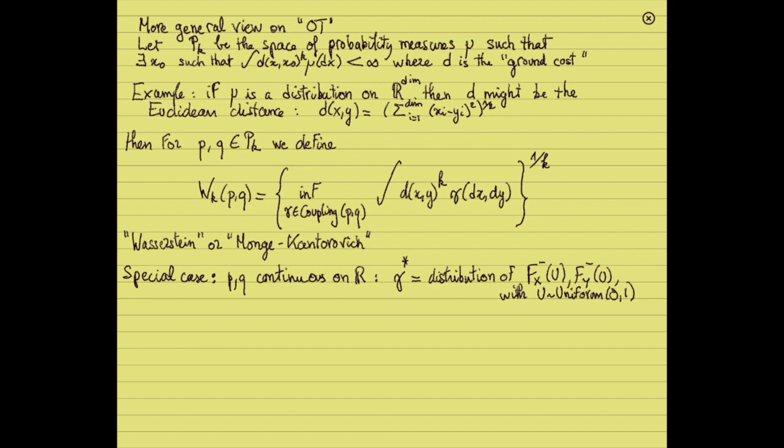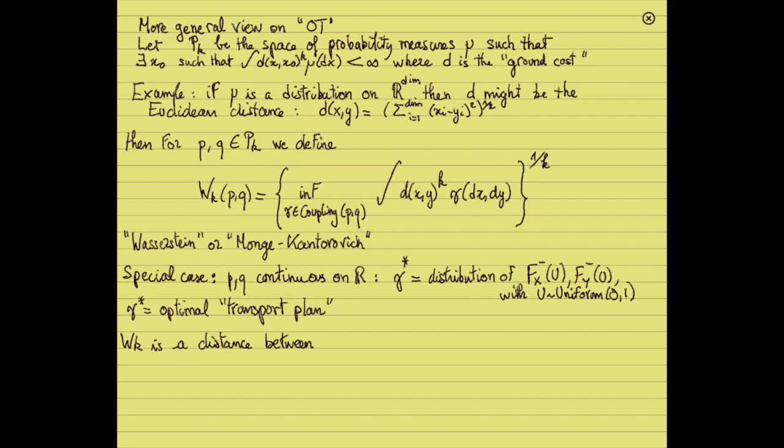And so in terms of gamma star here, which is not a map but a coupling, we call it either the optimal transport coupling or the optimal transport plan. So it's our plan on how to transport the mass of the distribution P into the mass of the distribution Q.